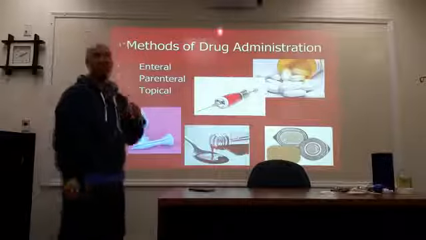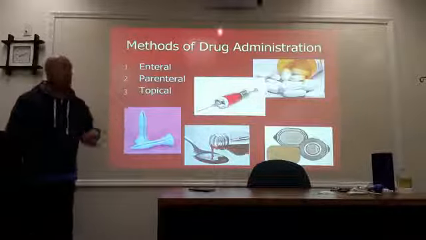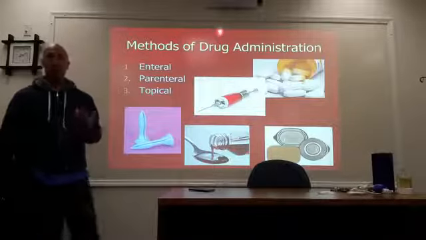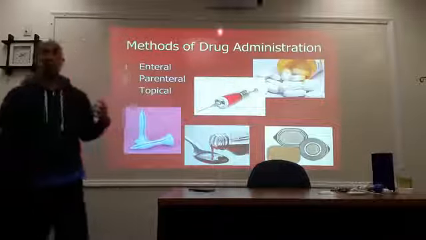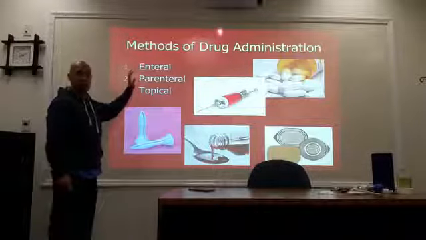Not going to get too much into detail. The one I'm going to be focusing on here is going to be parenteral. Enteral is anything that has to do with the GI system. So we're talking about the mouth through the rectum, but this is through the GI system.